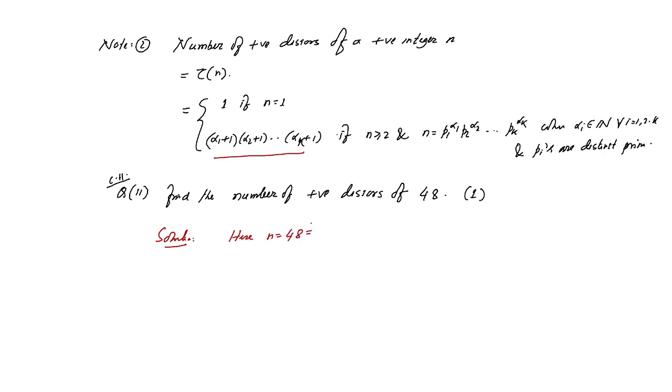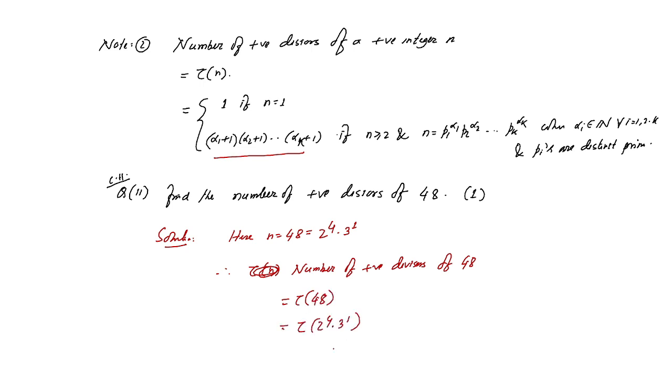So what is the canonical representation of n? This is 2 to the power 4 into 3 to the power 1. So the number of positive divisors of 48 will be tau of 48, that means tau of 2 to the power 4 into 3 to the power 1. And that will be 4 plus 1 multiplied by 1 plus 1, because alpha 1 is 4 and alpha 2 is 1. So that means 5 multiplied by 2, that means 10. So the number of positive divisors of 48 is 10.